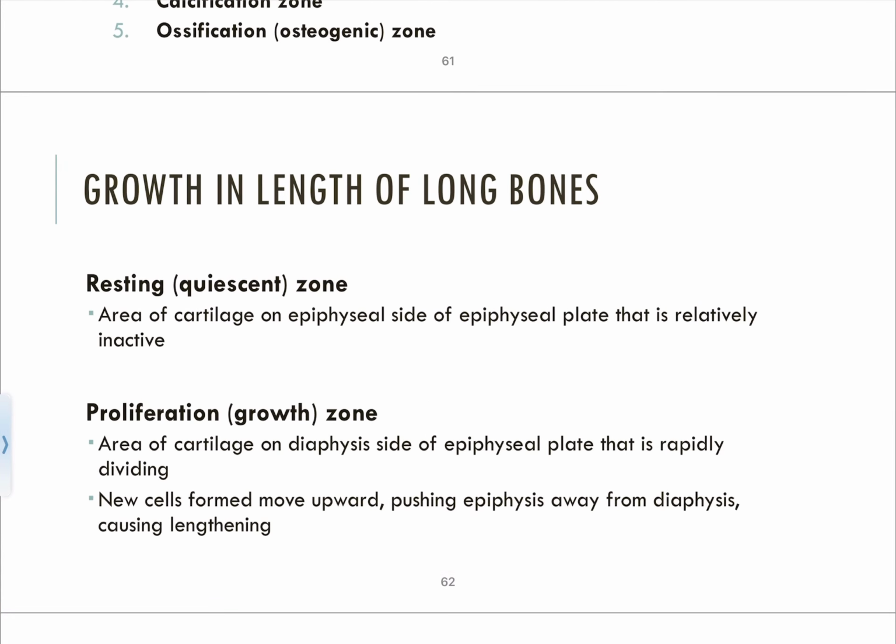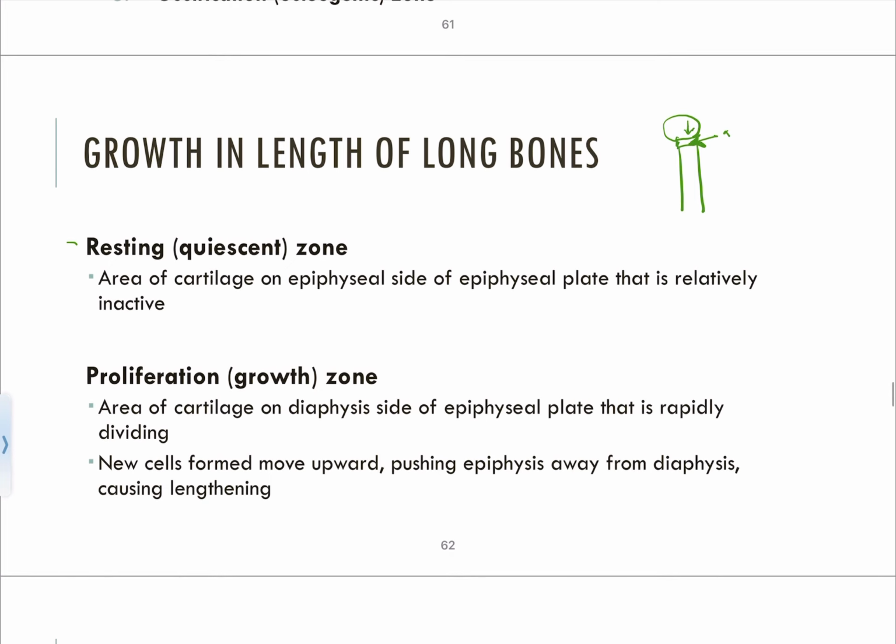So our resting zone, that's your area of cartilage on the epiphyseal side, so closer to the end. And again, if this is our diaphyses or a shaft of our long bone, here's our epiphyses here. We have our epiphyseal plate right here. So now we're talking about basically the 5 zones that make up this epiphyseal plate, which is cartilage. The one that's closest to the epiphyses right here on the top of it is going to be our resting or our quiescent zone. And it's pretty much inactive. That's why it's called that.